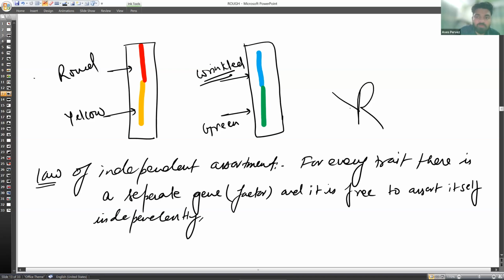Understood this one? Yes, sir. So please note it down. This is called the law of independent assortment. And what does the law of independent assortment state? It states that for every trait, there is a separate gene, and in Mendel's language we call it a factor. There is a separate factor, a separate gene, and it is free to assort itself independently.